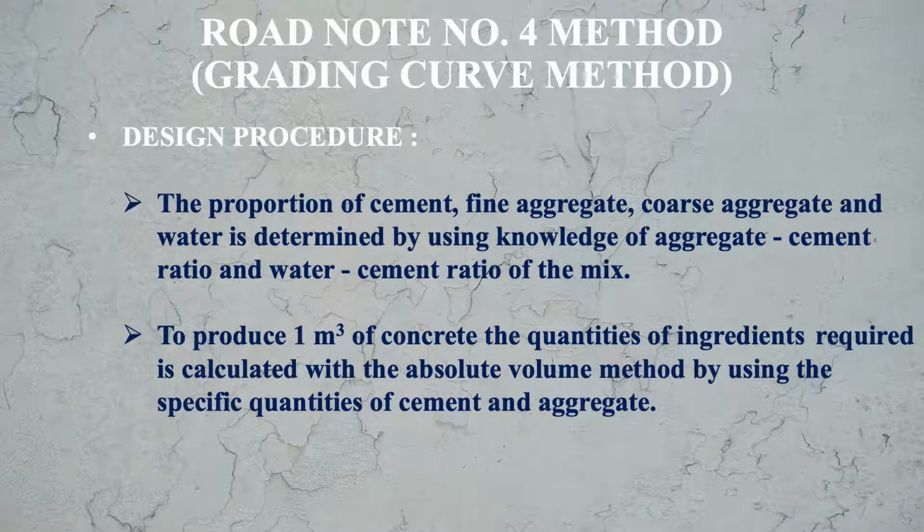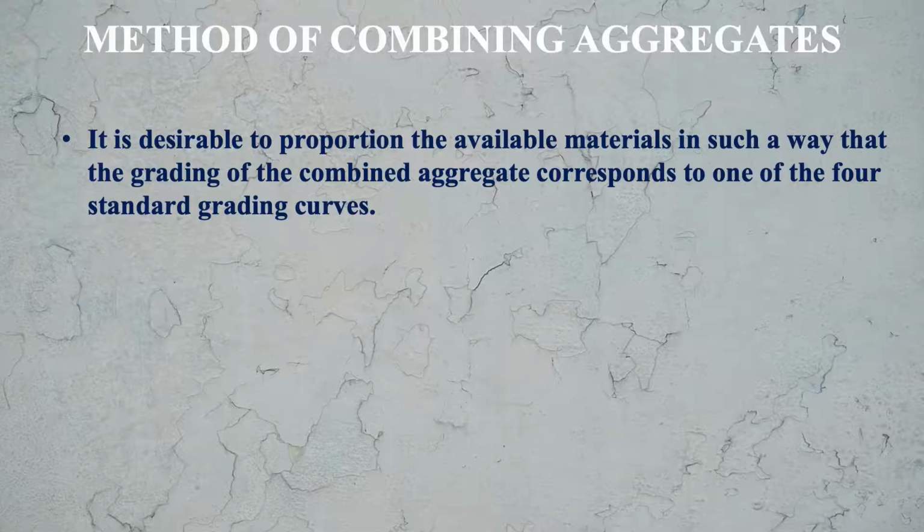To produce 1 cubic meter of concrete, the quantities of ingredients required are calculated with the absolute volume method by using the specific quantities of cement and aggregate. Now let us see the method of combining the aggregates. It is desirable to proportion the available materials in such a way that the grading of combined aggregate corresponds to one of the 4 standard grading curves.